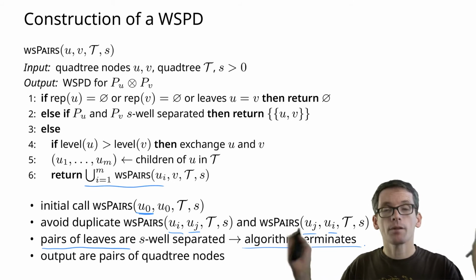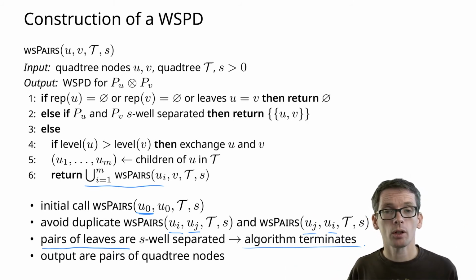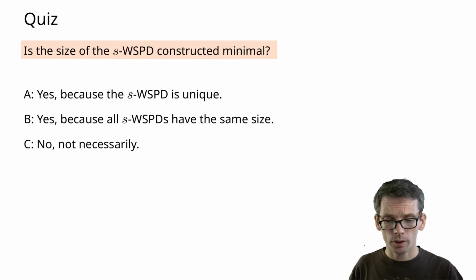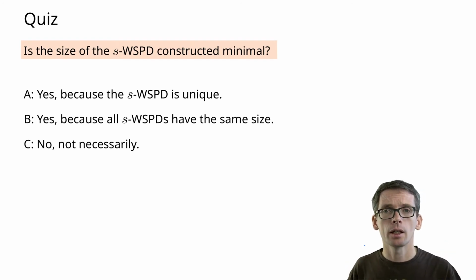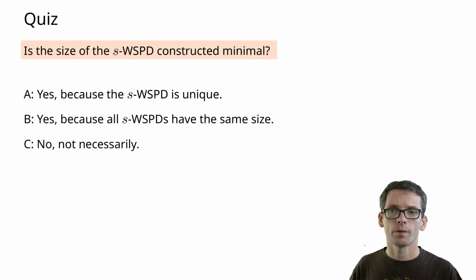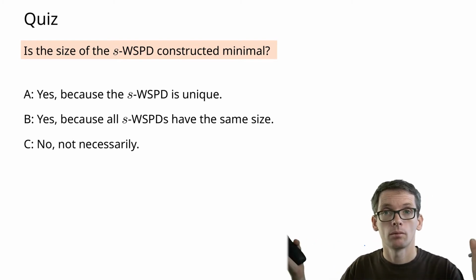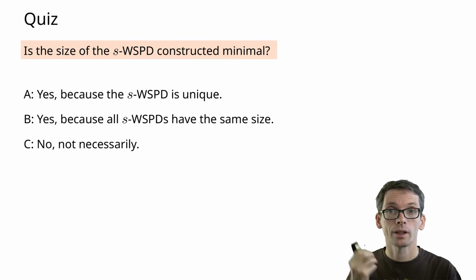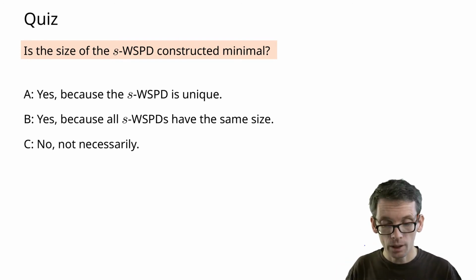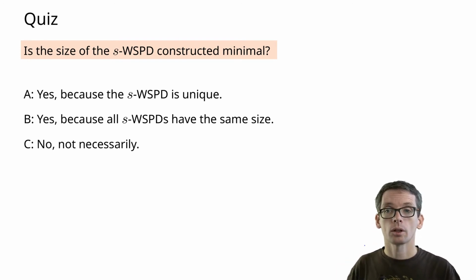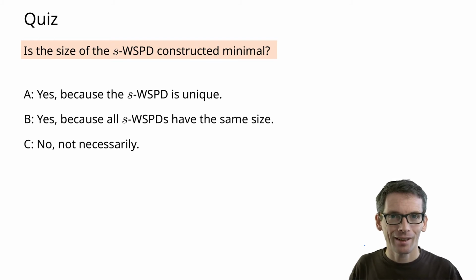So this gives us a well-separated pair decomposition. One question about this decomposition: is it minimal for the given S? The possible answers are A, yes, because the well-separated pair decomposition for given S is unique, or B, yes, because no matter which S well-separated pair decomposition we take, they'll have the same size, or C, no, not necessarily. And the answer here is C.